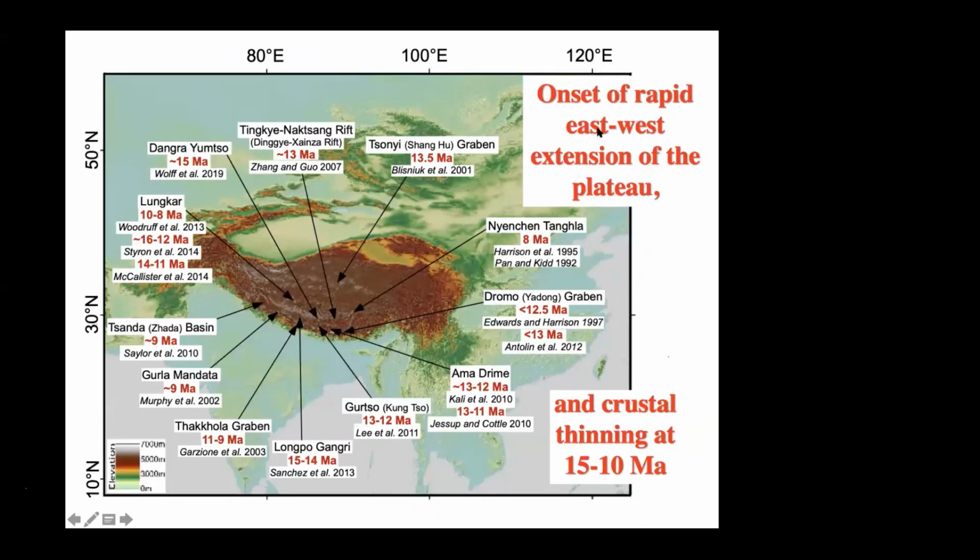When did that happen? So now this is the onset of east-west extension of the plateau and crustal thinning. And these are places where groups of geologists have come in and dated this. In this area, 13.5 million years ago, the normal faulting began. In this area, 13 million years, 15. Then you work your way around, and these numbers are all in the range of roughly 15 to 10 million years ago. Normal faults all through this area. These are north-south grabens with east-west extension in all cases. Grabens, they require crustal thinning.